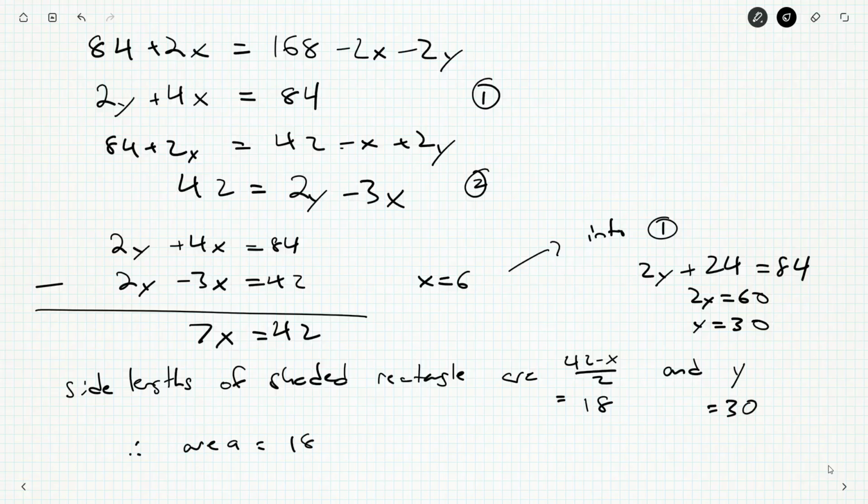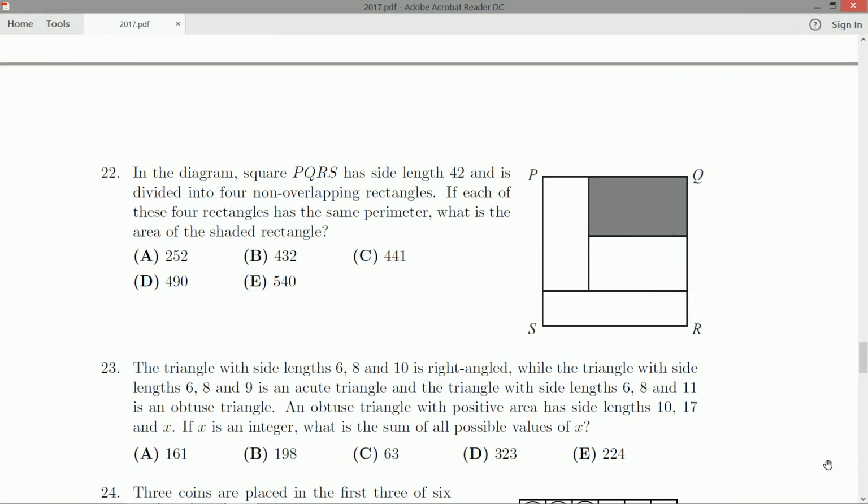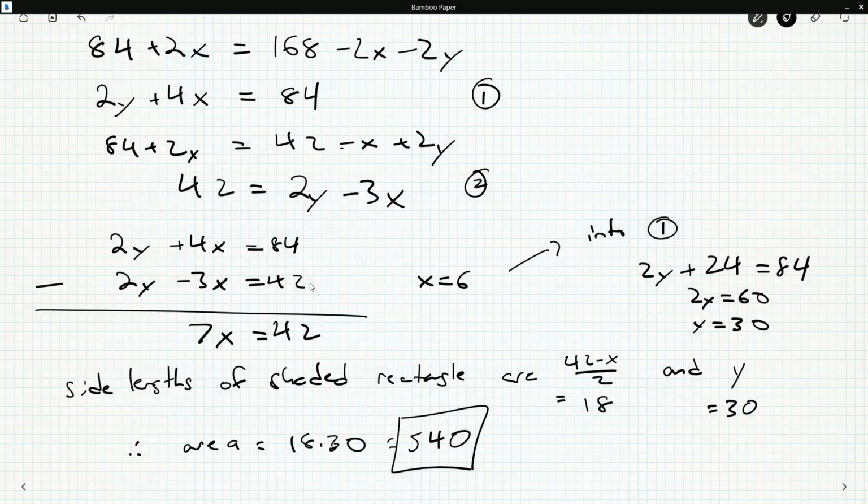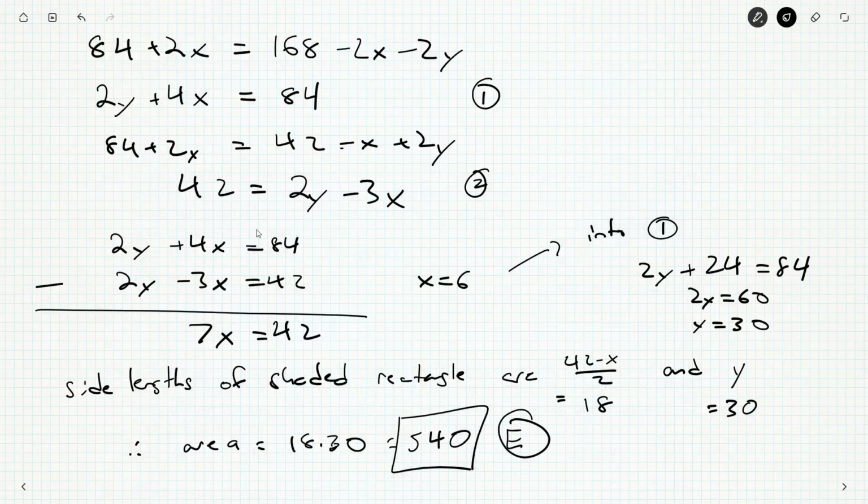So the area is 18 times 30, which is... I'll just get the calculator out instead of trying to do it in my head. 18 times 30 is 540. So that's what I'm saying the area of the top shaded rectangle is. And that is one of our options. It's E. So there we go. We bubble in E, and we're looking good.